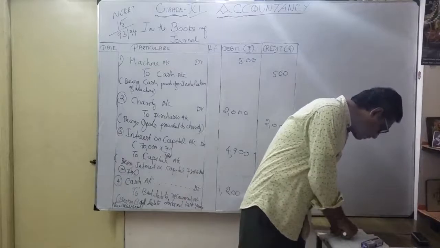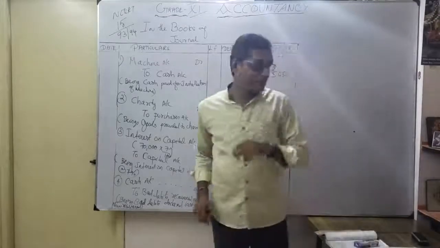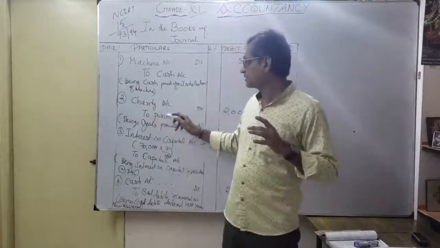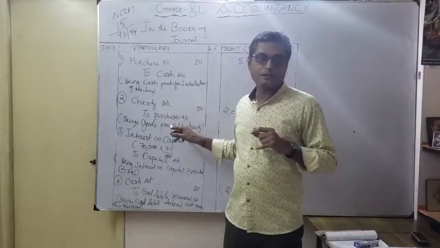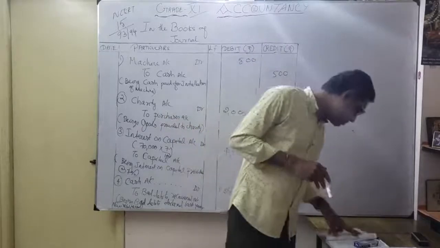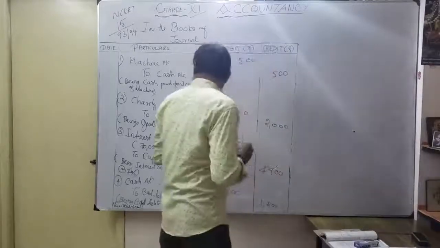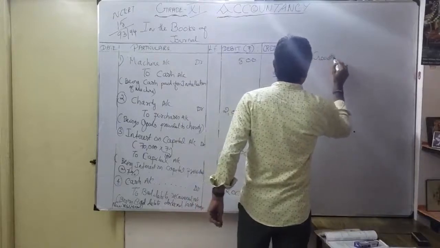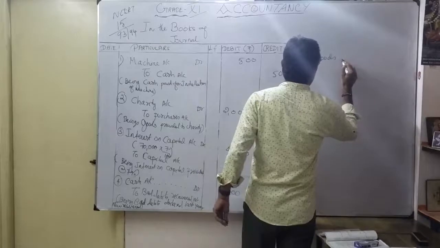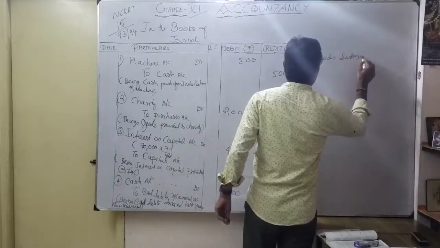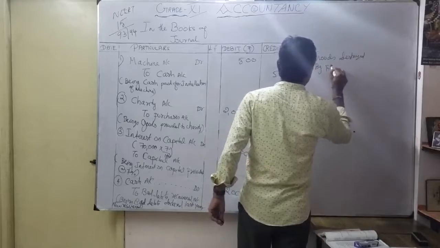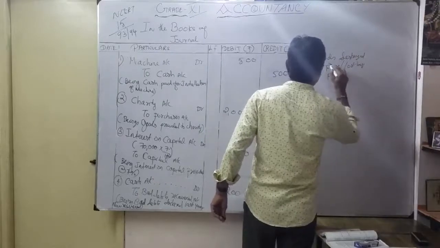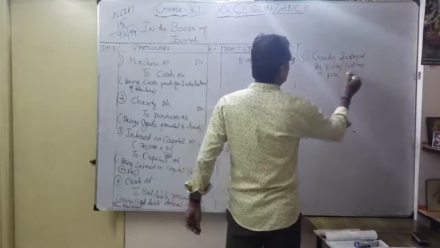See here also, goods destroyed by fire 2000. We discussed goods drawn for personal use, then in a journal entry charity, goods given for charity. Now see, goods destroyed by fire 2000. How to pass the entry? Simple. So fine. For the entry, you can write goods destroyed by fire, or you can write lost by fire. You can write both ways. Goods destroyed by fire or lost by fire.